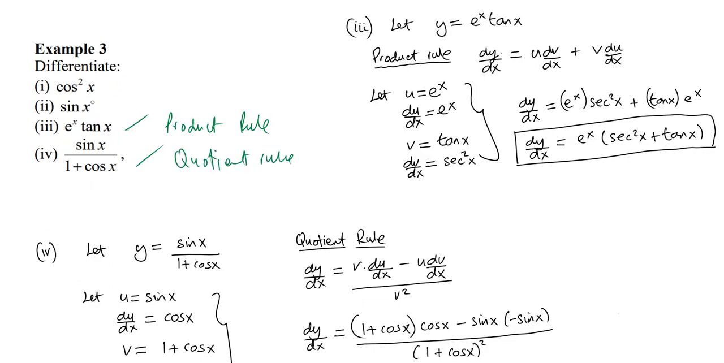Now all you've got to do is just be systematic about it. It doesn't matter which one you call u and v, but normally just pick the first one for u. Now you should know that the derivative of e to the x is e to the x, and the derivative of tan x is sec squared. So then it's just a question of substituting into the product rule. Remember, you've got to know the product rule. You are given the quotient rule, but you must remember the product rule.